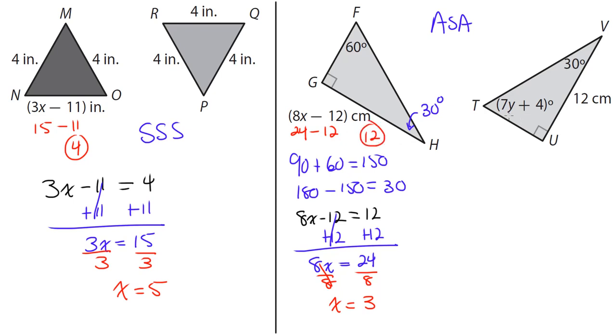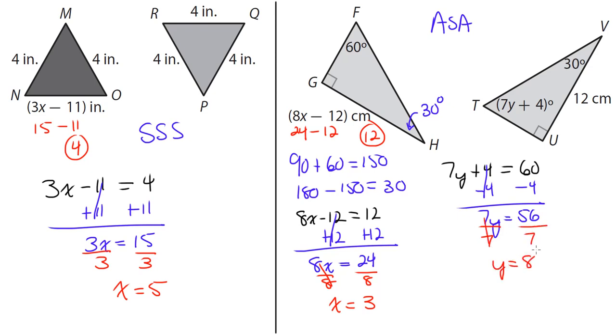But I'm not done yet, because now I need to find the value of y. So if I look, I see that angle V corresponds to angle H. They're both 30 degrees. Angle U corresponds to angle G. They're both 90 degrees. That means that angle T corresponds to angle F, which would also mean that angle T has to equal 60 degrees. So I can write my equation. 7y plus 4 equals 60. And now I just solve. Subtract 4 from both sides. I get 7y equals 56. Divide by 7, and I get y equals 8.